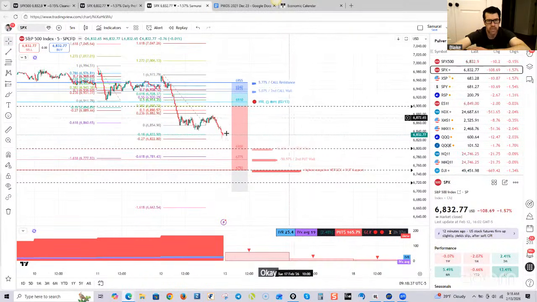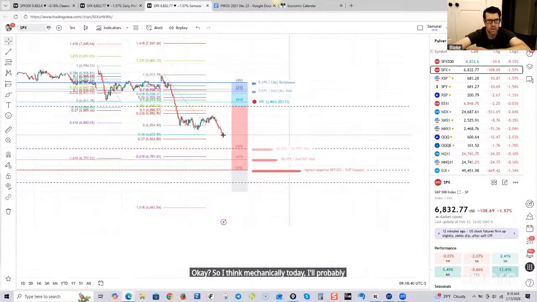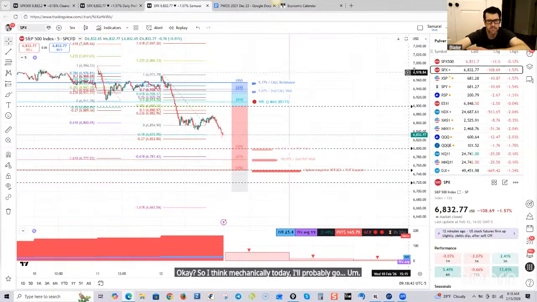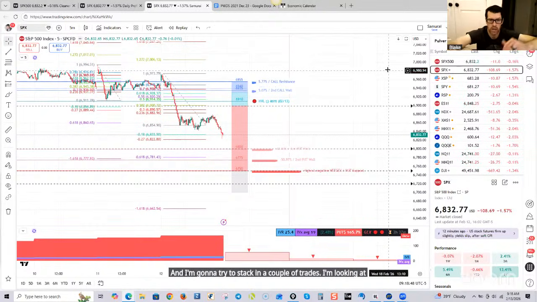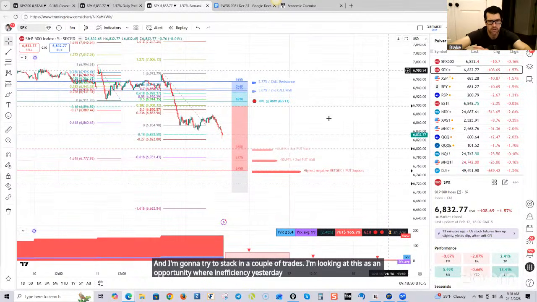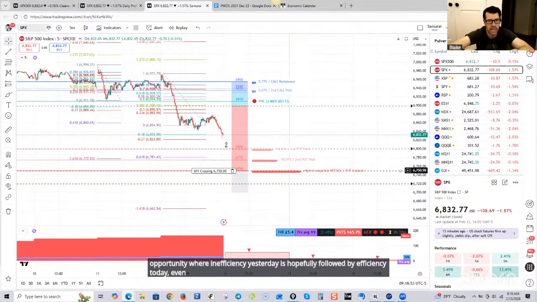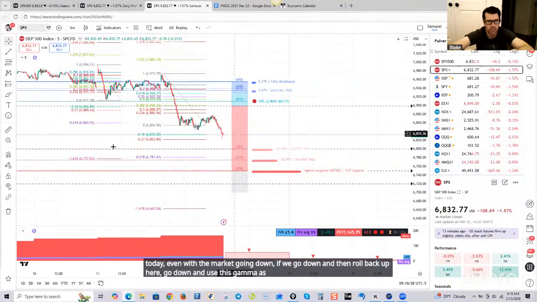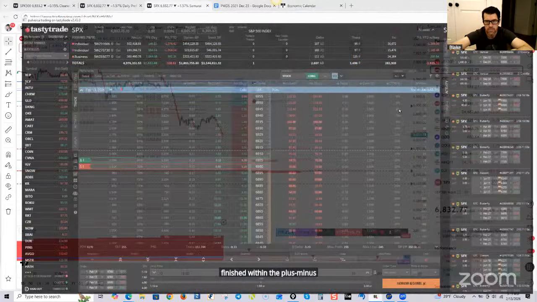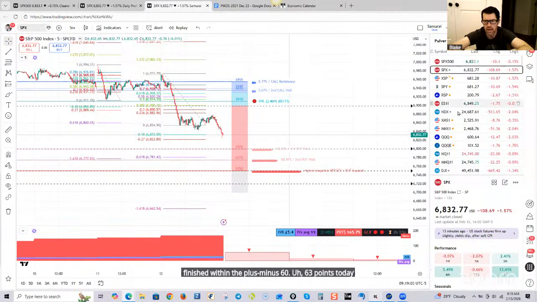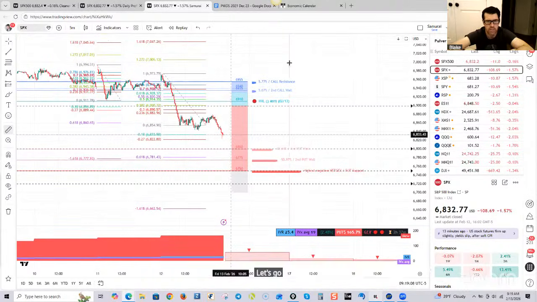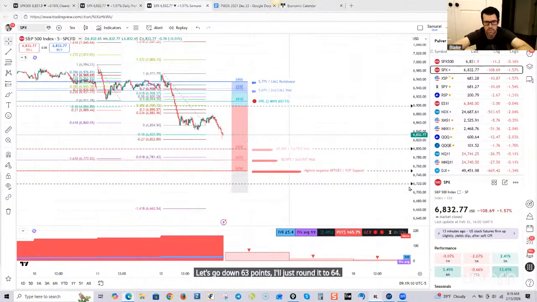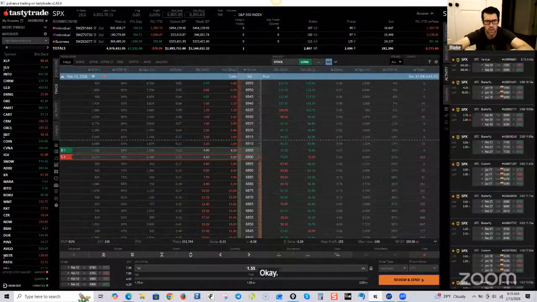So I think mechanically today, I'll probably go 15 delta, and I'm going to try to stack in a couple of trades. I'm looking at this as an opportunity where inefficiency yesterday is hopefully followed by efficiency today. Even with the market going down, if we go down and then roll back up, use this gamma as support, and finish within the plus or minus 63 points today. We're going to have a tiny little gap lower at 0.03% in futures. Let's go down 63 points. I'll just round it to 64.